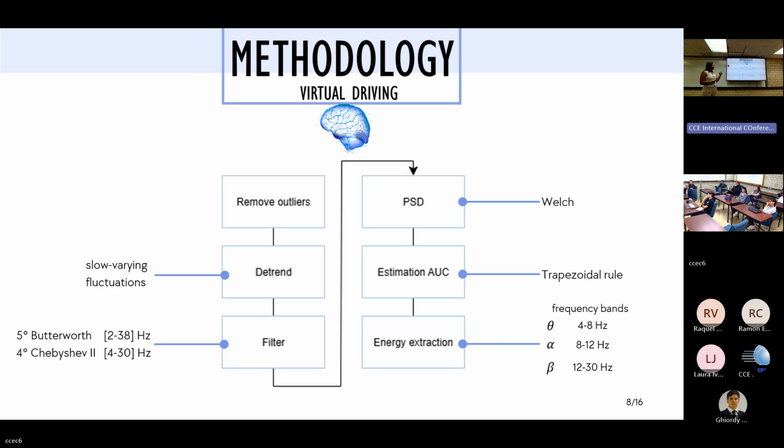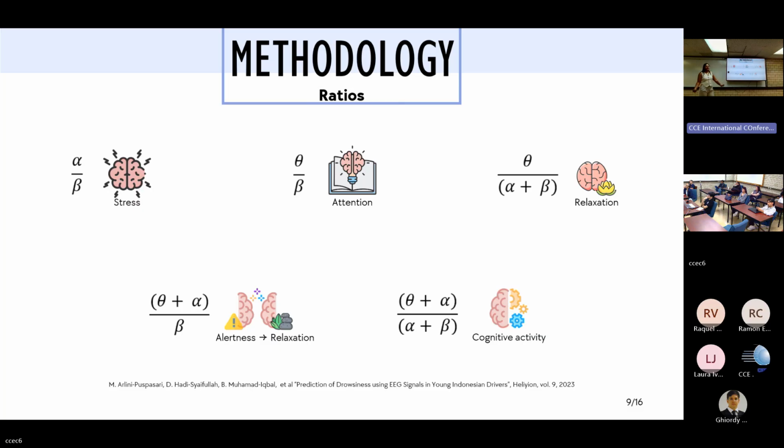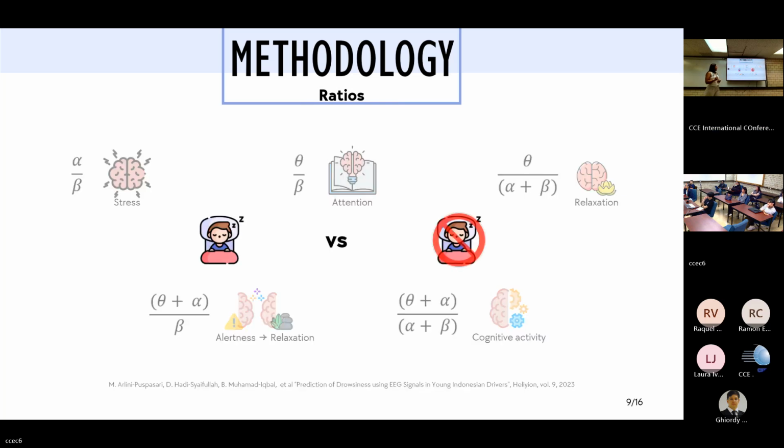Then we extract energy frequency bands: theta, alpha, and beta. And why do we need these frequency bands? Because we investigated and found that with these bands, there were relations made that give us knowledge about what activity the brain has. And with these frequency bands, we compare the different states, rested and not rested condition.